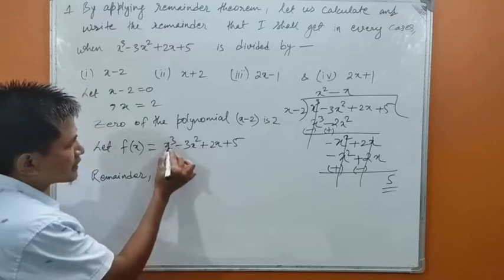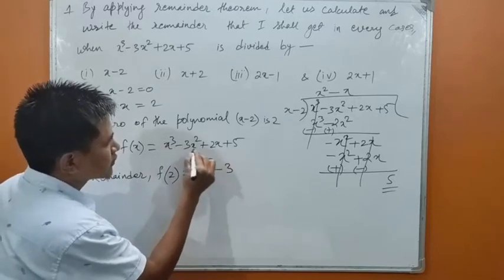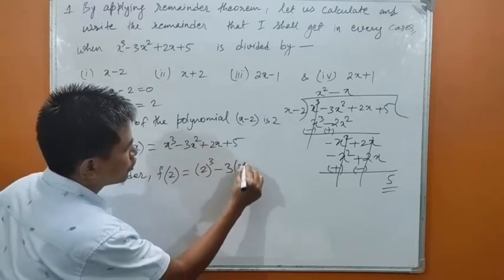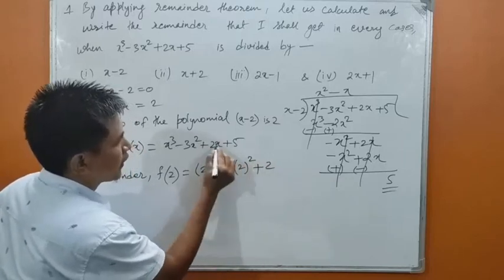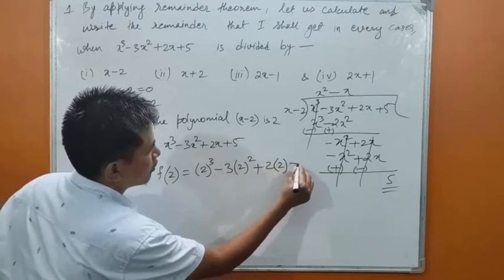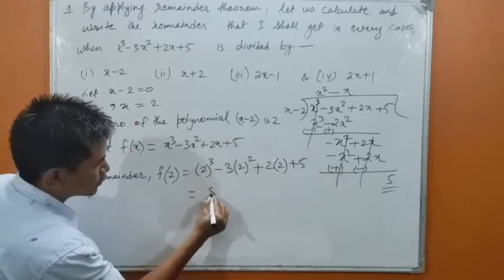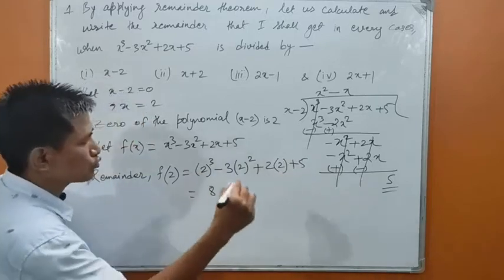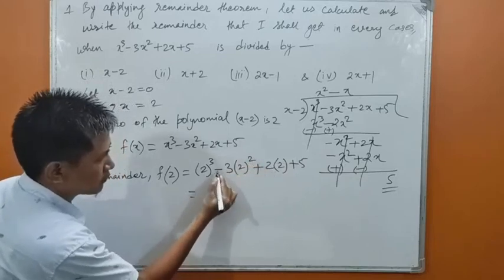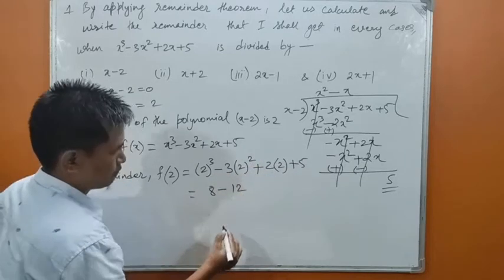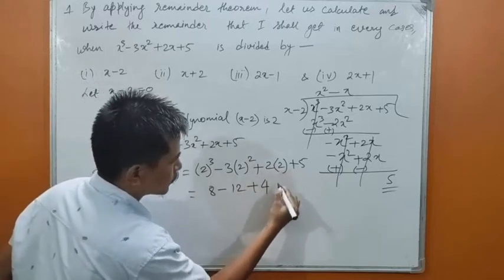Now since this is x cube, we put 2 cube minus 3. Since this is x square, we put 2 square, plus 2 times 2, since this x is 2, plus this 5. 2 cube means 8, 2 multiplied 3 times: 2 2s are 4, 4 2s are 8. 2 square means 4, and 4 3s are 12. This minus comes here, 12. Plus 2 2s are 4, and this is plus 5.